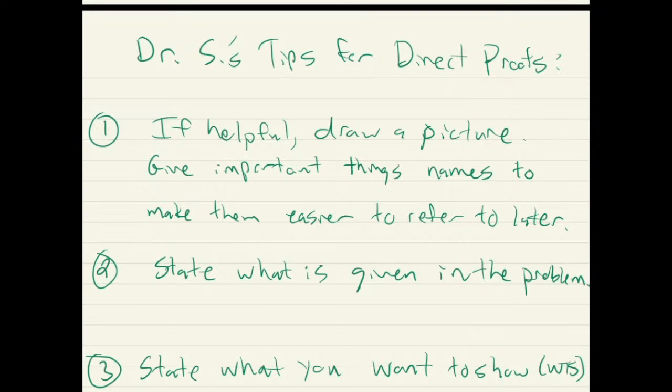Step 1, if helpful, draw a picture. Okay, I'm going to do that because we're dealing with a triangle. I can draw a picture of a triangle. And then you'll see me give important things names. Okay, so make it easier to refer to them later. Okay, I'm going to give the angles in this triangle names just to make it easy to talk about. Okay, and that's quite helpful.